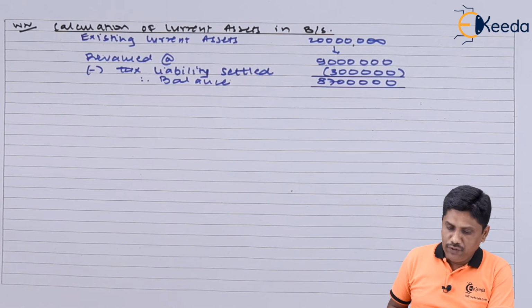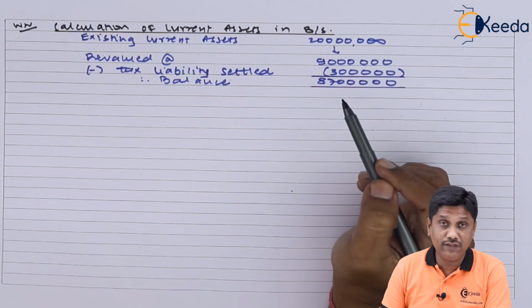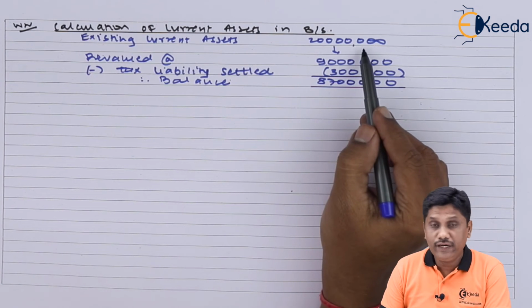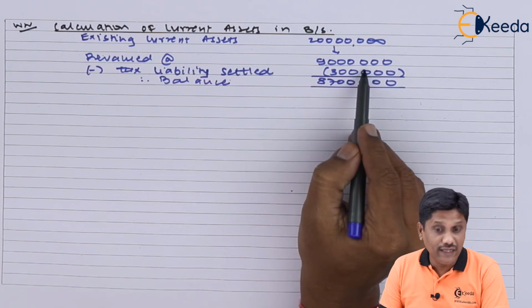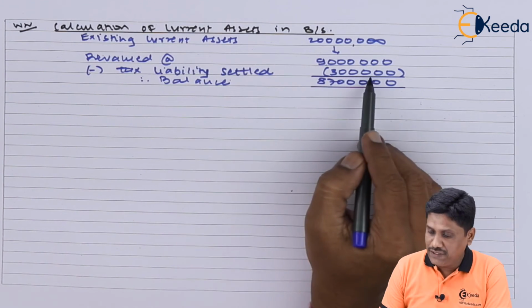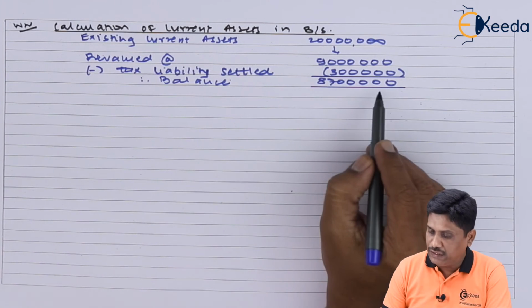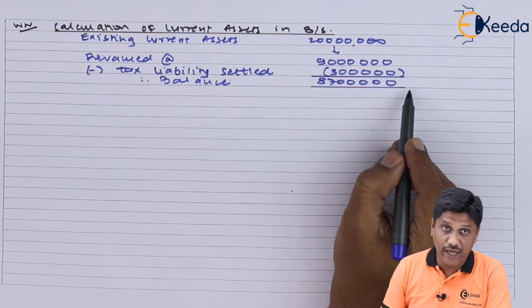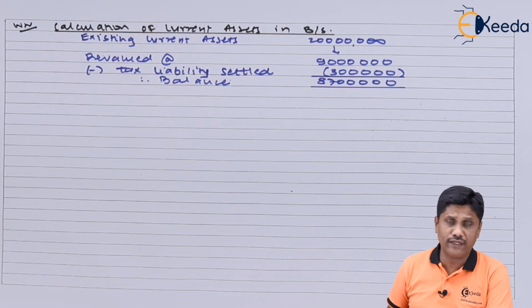Friends, you can notice my existing current assets before I begin with the reconstruction were 20 lakhs. Then we revalued it at rupees 90 lakhs. Out of that, tax liability is settled, rupees 3 lakhs. So my remaining current assets which will appear in my balance sheet will be 87 lakhs. So this will appear in our balance sheet. So it is a small working note for that.